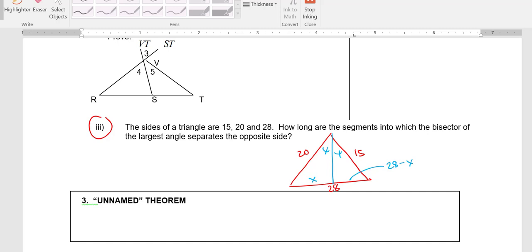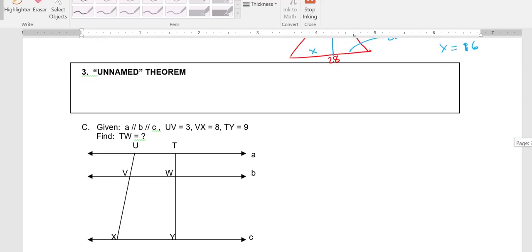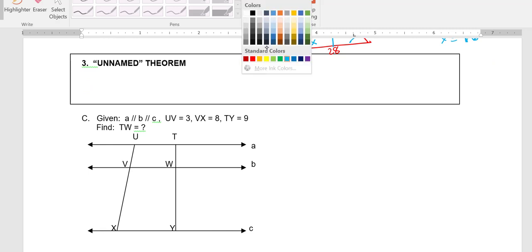And so the proportion I'm going to write is 20 is to x as 15 is to 28 minus x. Then I cross multiply and solve. X is going to be equal to 16. And so the other one's going to be 12. Okay? And then the last theorem down at the bottom here is called an unnamed theorem just because it doesn't really have a name.